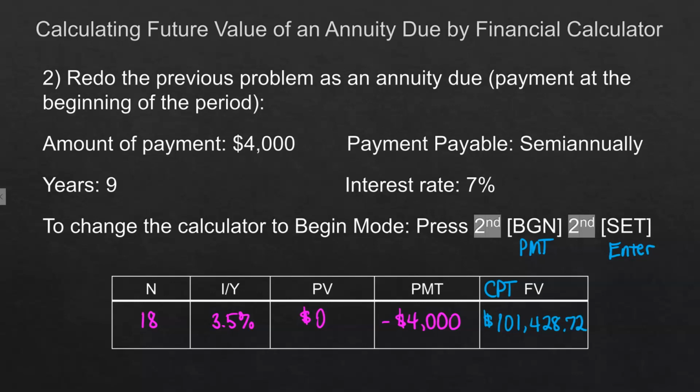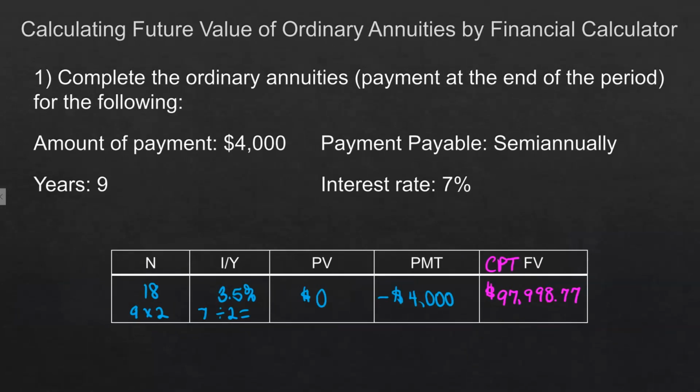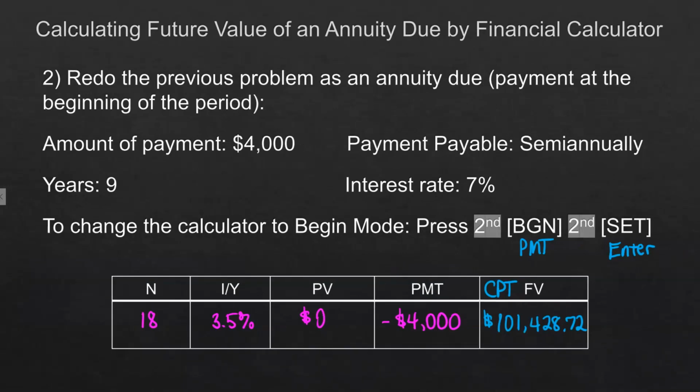$428.72. Now for begin mode, we ended up with a little bit bigger number than we did with end. And the reason for that, remember, is because we put that money in at the beginning. So on this one, we were close to 98,000. On this one, we're at 101,000. So it does make a difference because it allowed it to start accumulating the interest sooner.